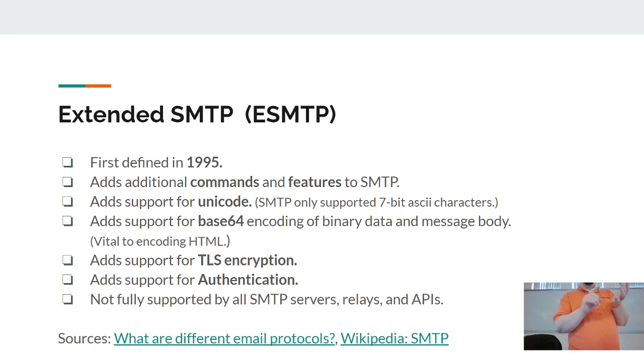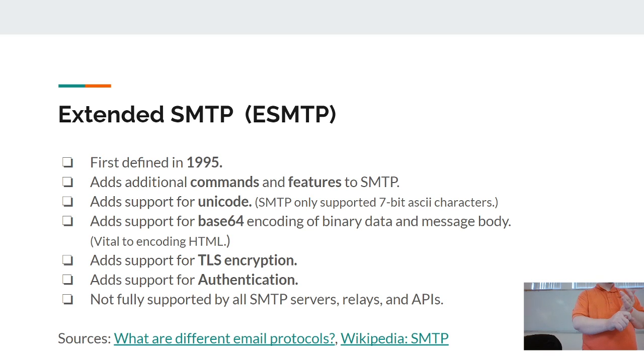ESMTP does add support for Unicode, which is helpful because the base SMTP doesn't handle emoji and things like that, or other languages besides English, including German. You can't really send German characters in SMTP because it only supports 7-bit ASCII, not even 8-bit extended ASCII. So you can't send umlauts with core SMTP. The original protocol didn't allow for that. So that's kind of important.